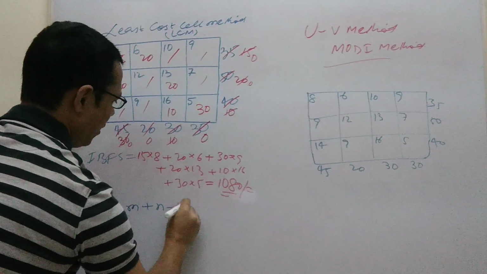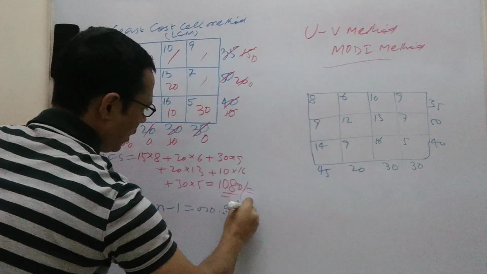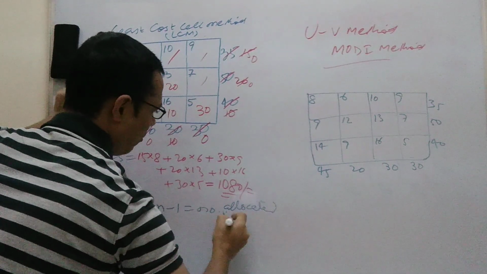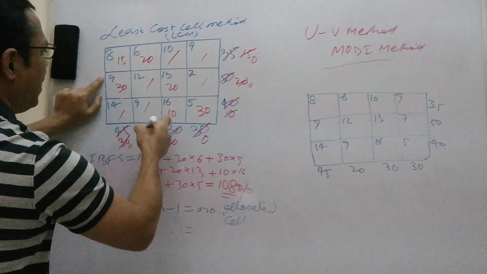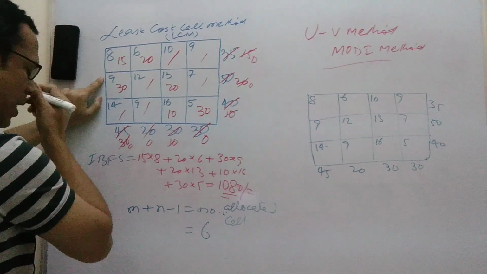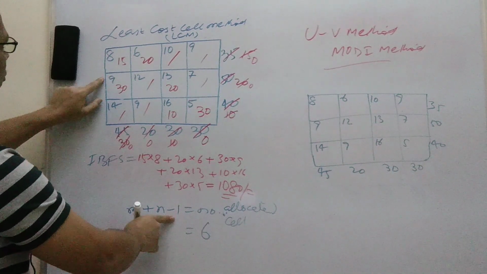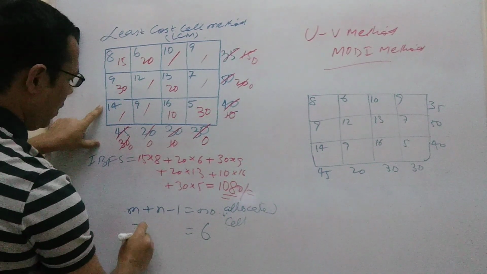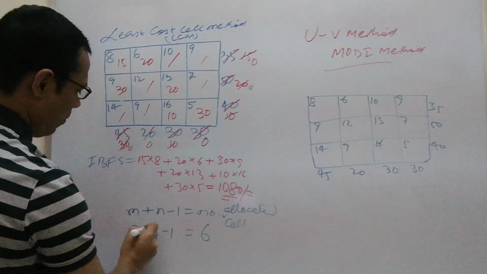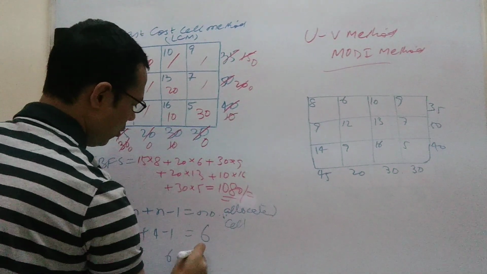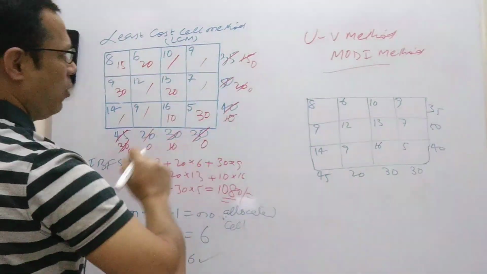This is the required number of allocated cells, so we check the number of allocated cells. How many allocated cells are there? There are 6. M is the number of rows, N is the number of columns. Number of rows: 1, 2, 3, so 3 rows. Number of columns: 1, 2, 3, 4, so 4 columns. So 4 plus 3, 7, minus 1, is 6. 6 is equal to 6. This condition is fulfilled. Now we can move to get the optimal solution.